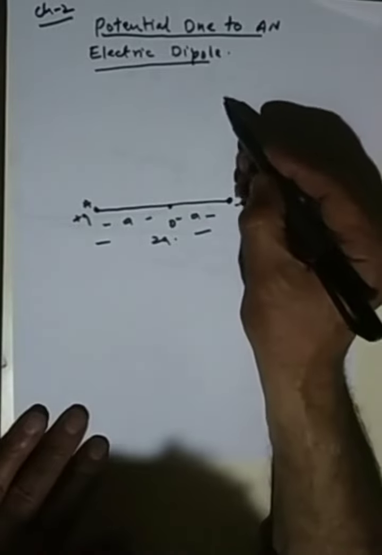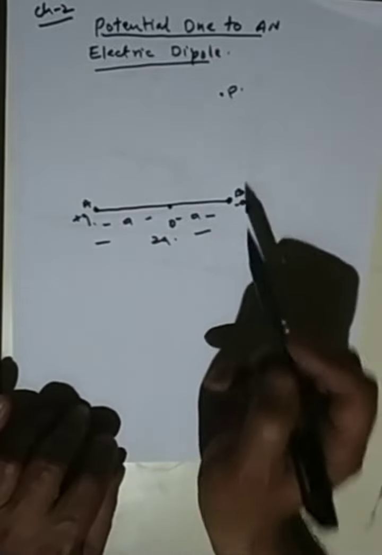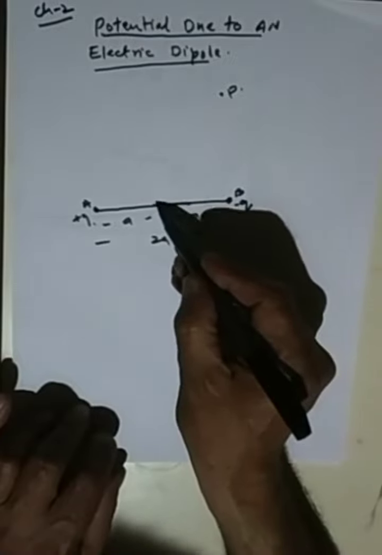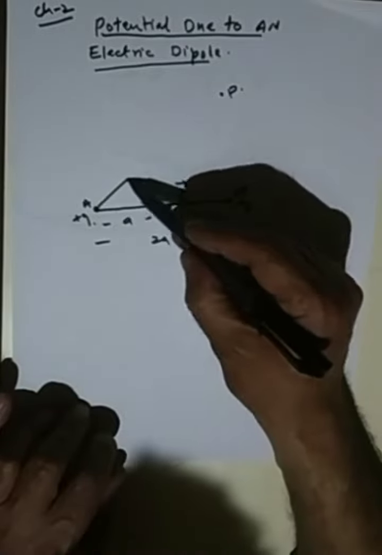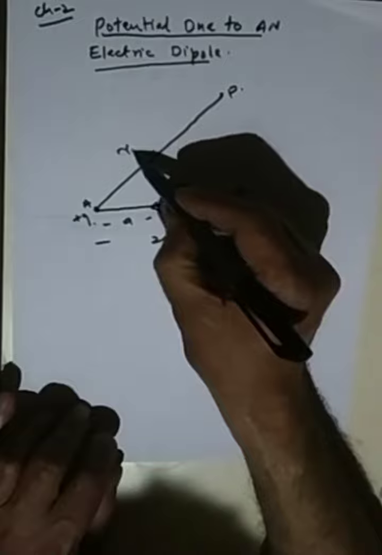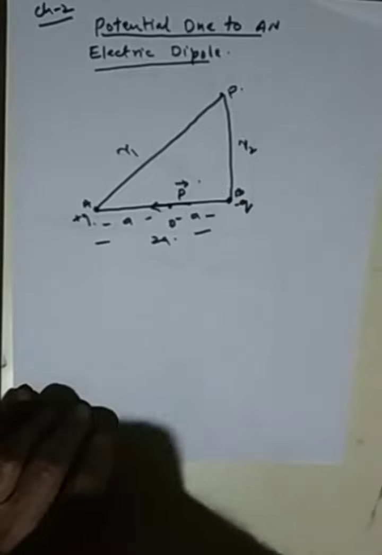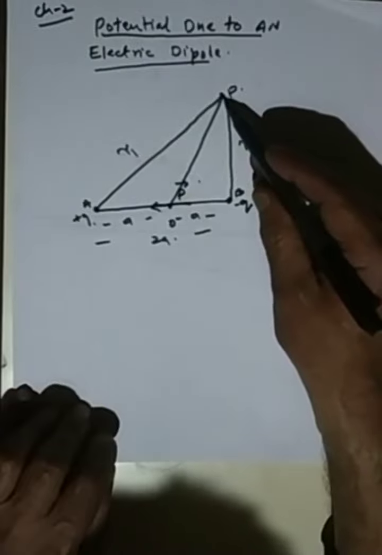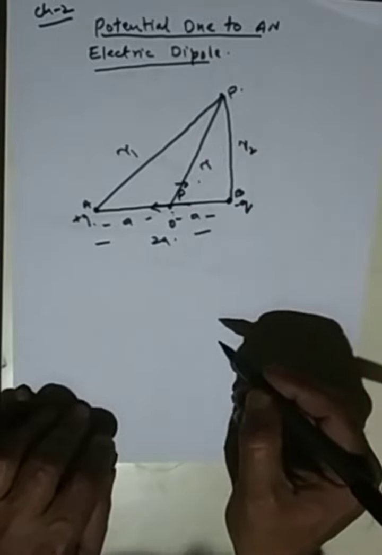Now let us take any general point P where we want to find the potential due to these plus Q and minus Q charges. Now the dipole moment will be from negative to positive charge in this direction. Now let us join this plus charge to point P, let this distance be R1, and join this and let this distance be R2. Let R be the distance of the point P from the center of the dipole, which we take at the origin.